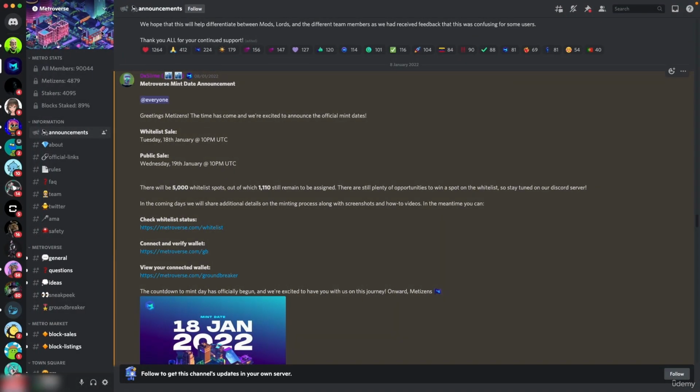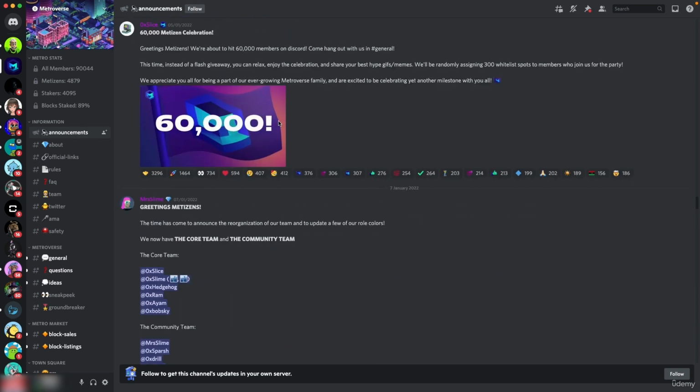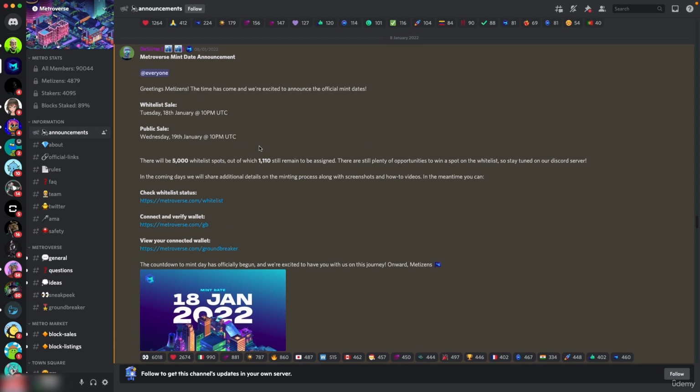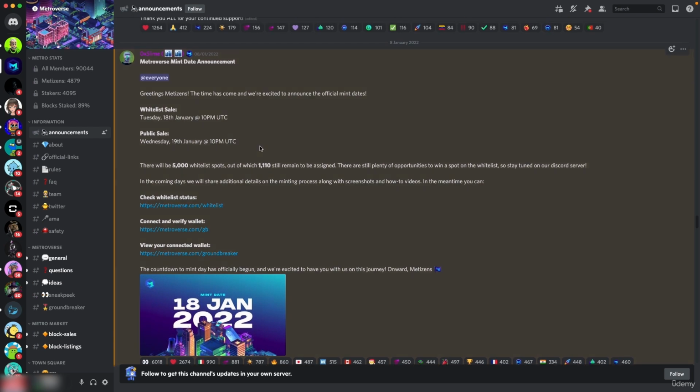So we can head over to the Discord, which I've already joined. I've gone into the announcement channel and there's loads of messages in this one, but all you need to do is go through the announcements, scroll down, and you should find some dates about the mint very easily. We can see in this example, the whitelist sale was on the 18th of January. So the whitelist being the one who could do the private minting. Then we have a public sale a day after on the 19th.